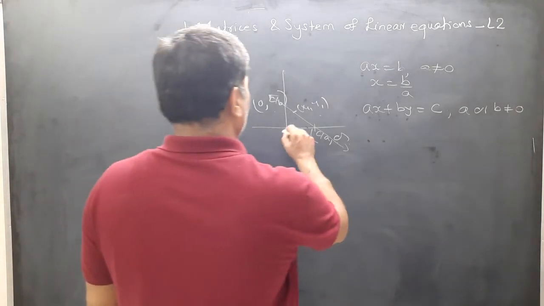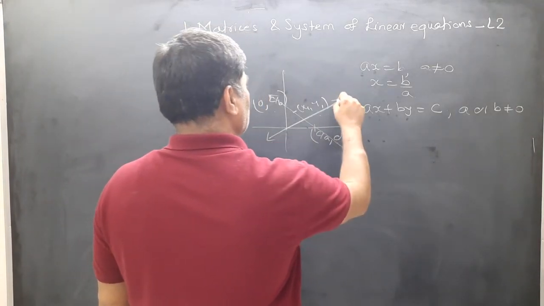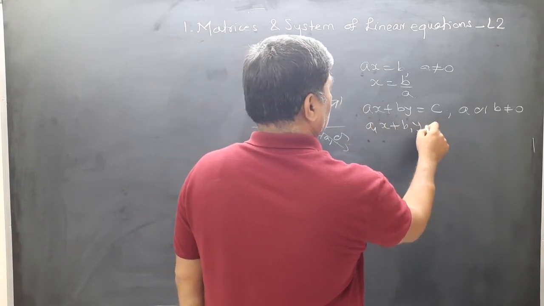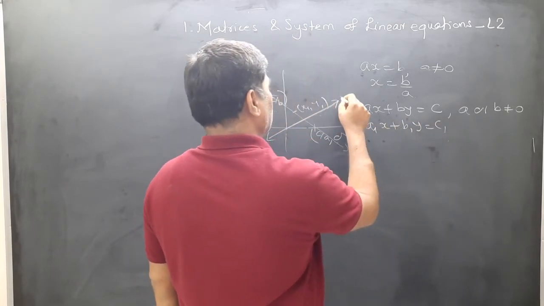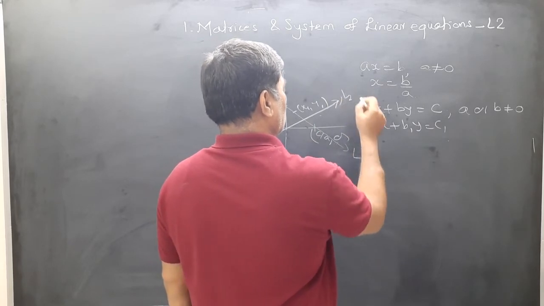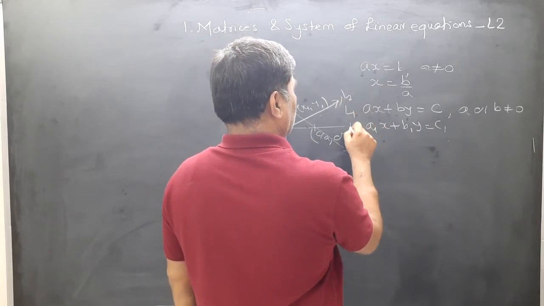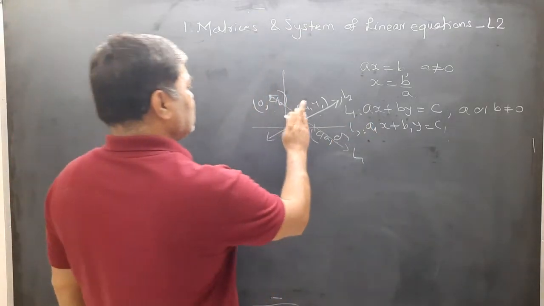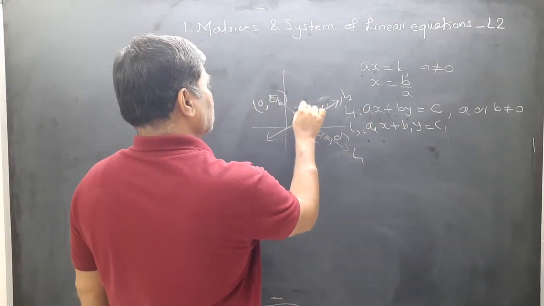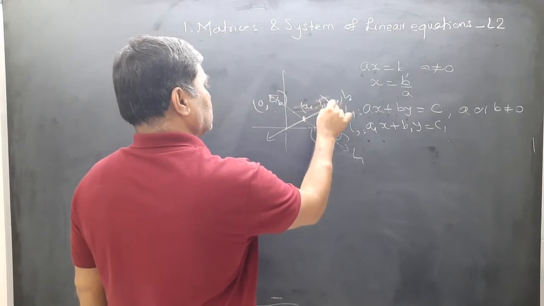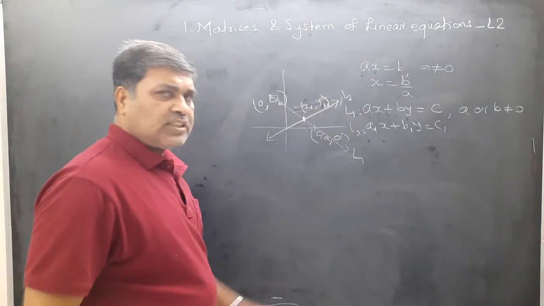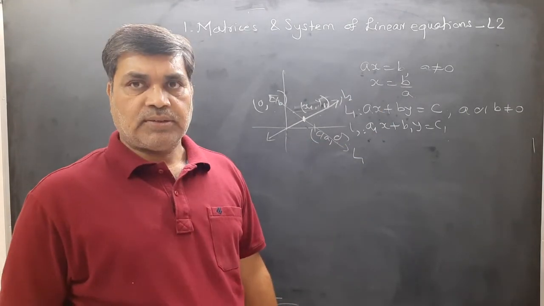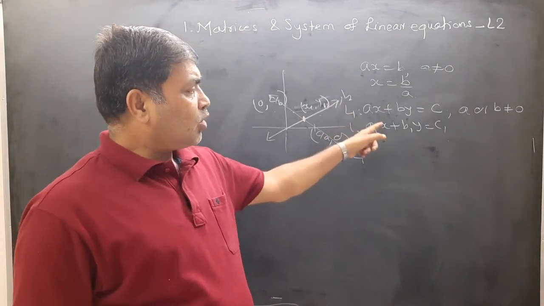But if I take another equation together with that, a1x plus b1y is equal to c1, this is my other line. This is L1, this is L2. Then you will get some intersection point x1, y1. This intersection point is the solution of these two equations. And you know how to solve these two equations.